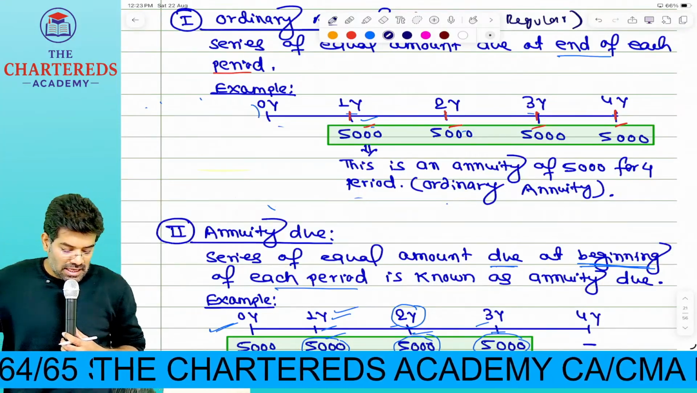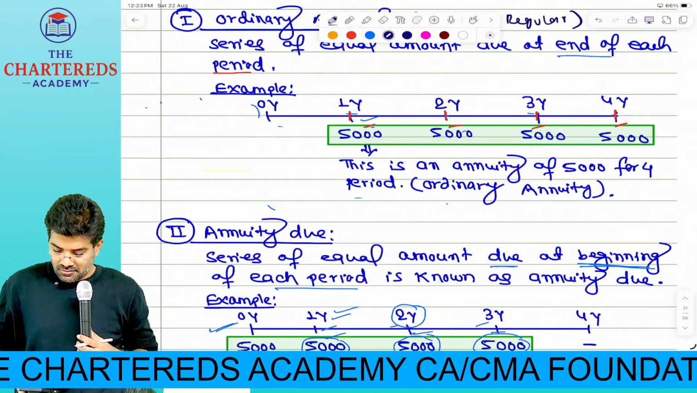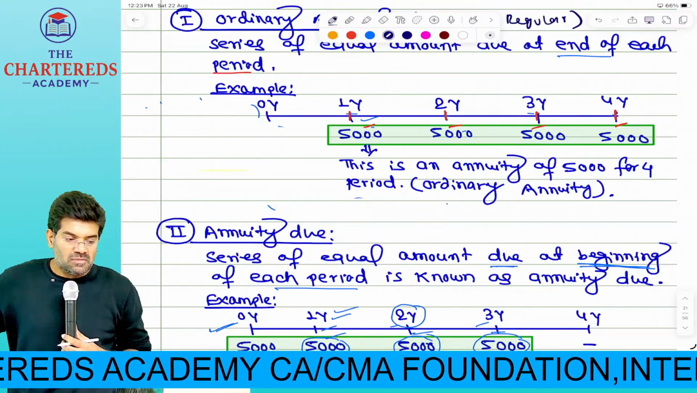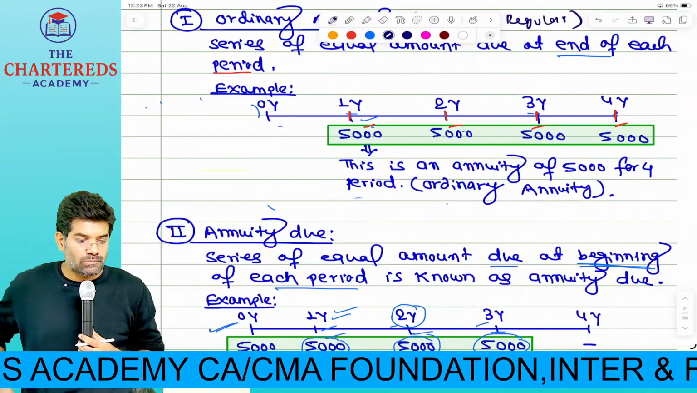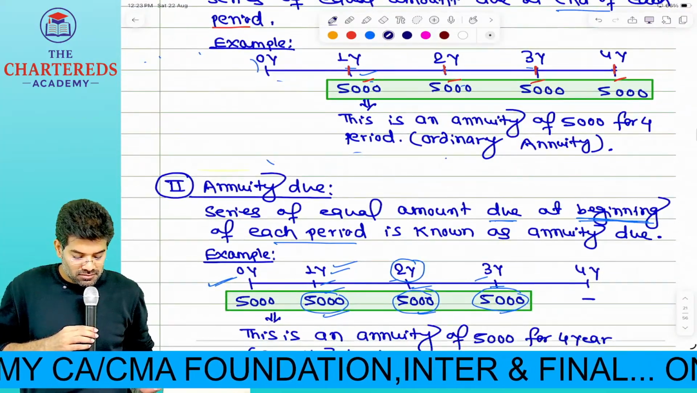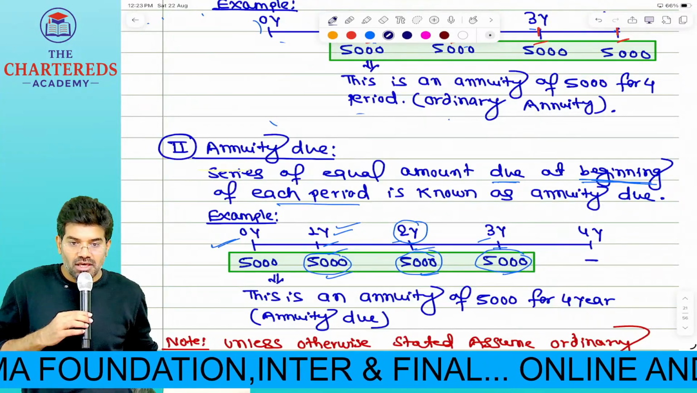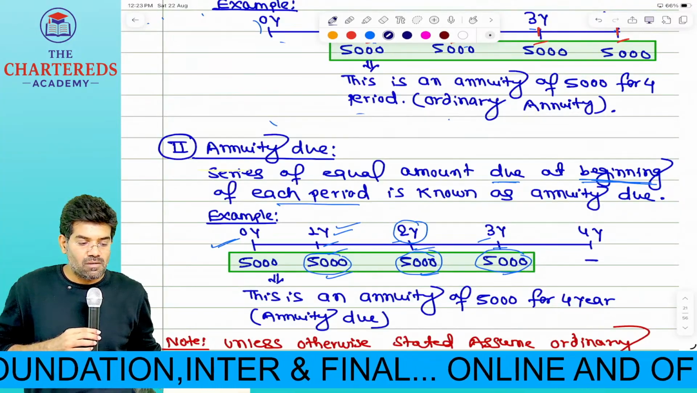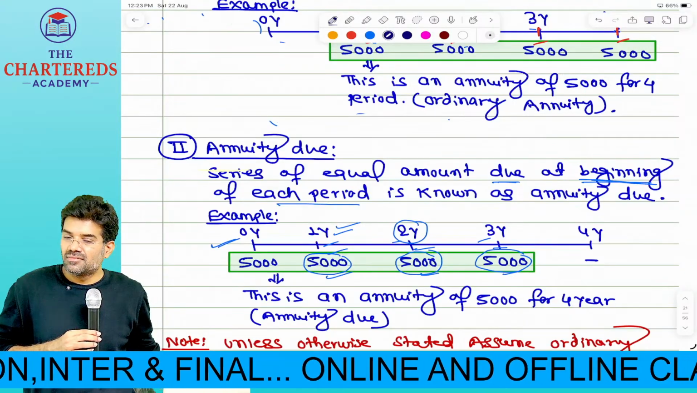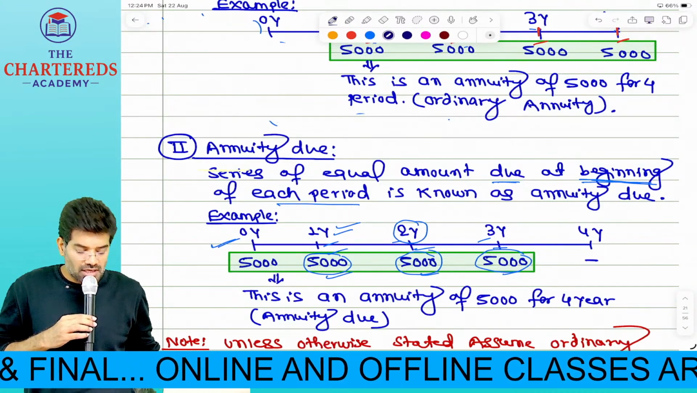Next, annuity due. Annuity due: amount due at the beginning of each period.